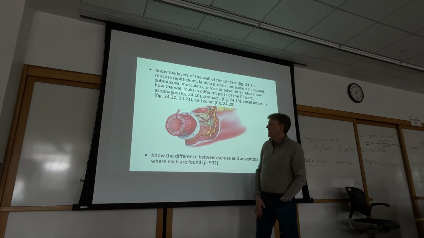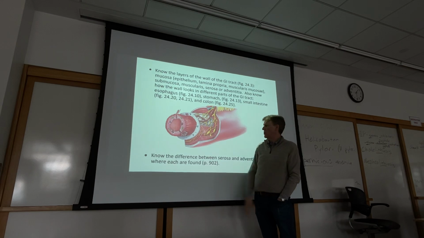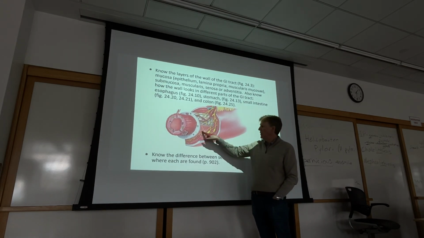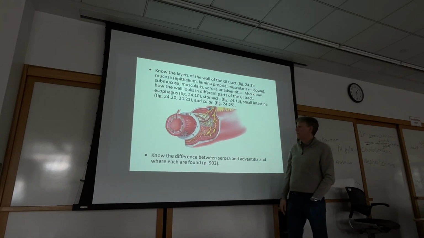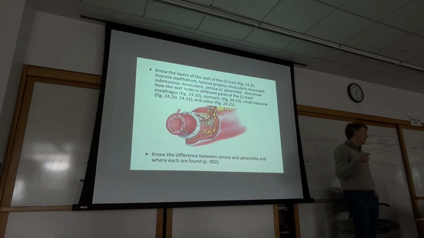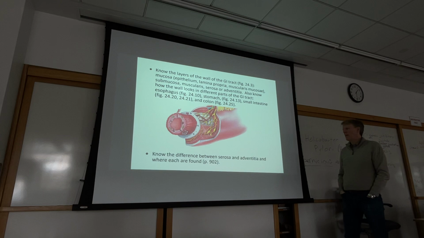Then you get into the muscularis layer. Most places it's going to be inner circular, outer longitudinal. The exception is the stomach. It'll have inner oblique, middle circular, outer longitudinal. And then the very last thing on the outside is going to be either serosa or adventitia. Remember, if it's covered with visceral peritoneum, it'll be called serosa. If it's not, it's going to be called adventitia.